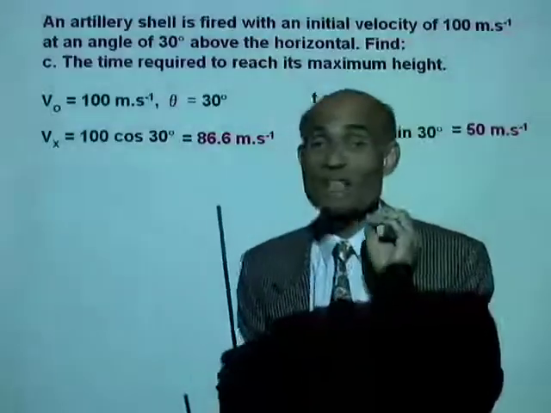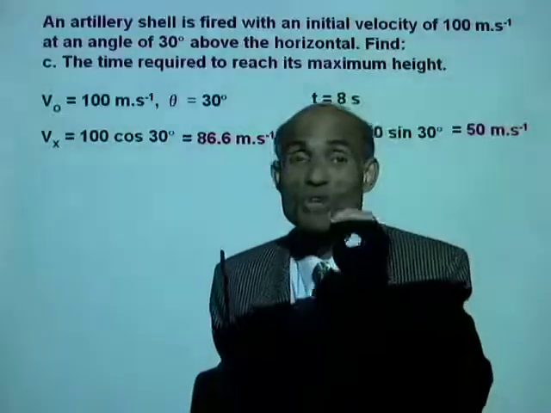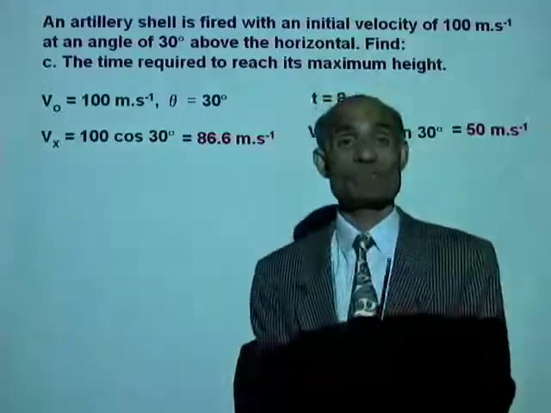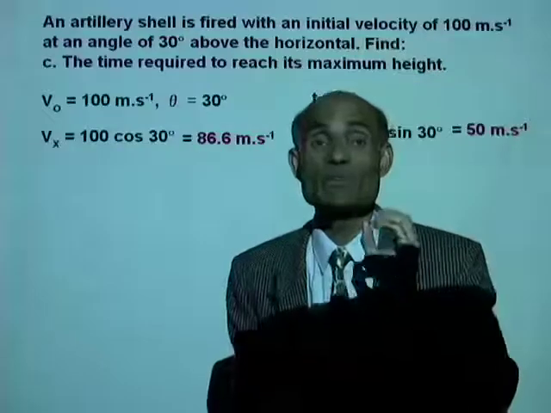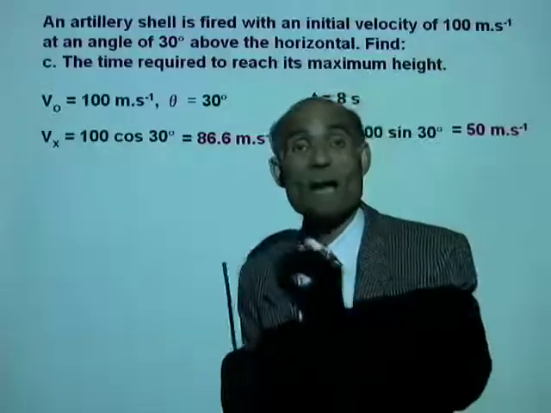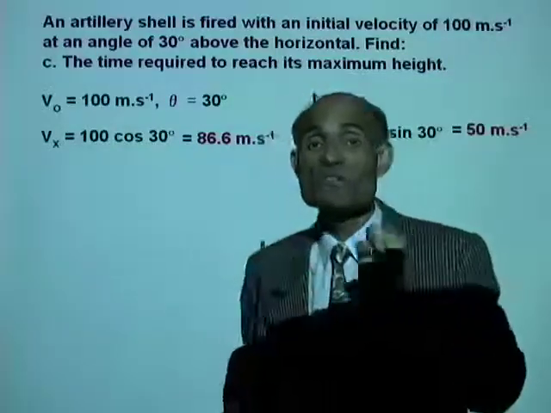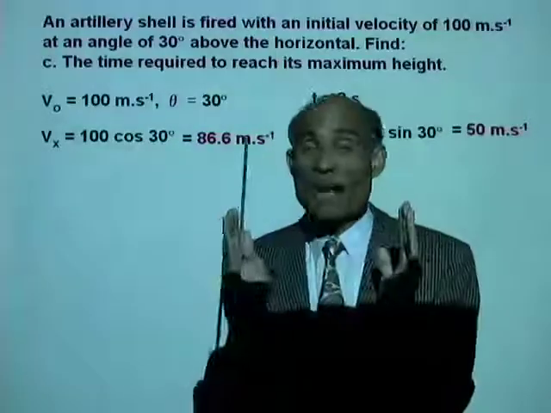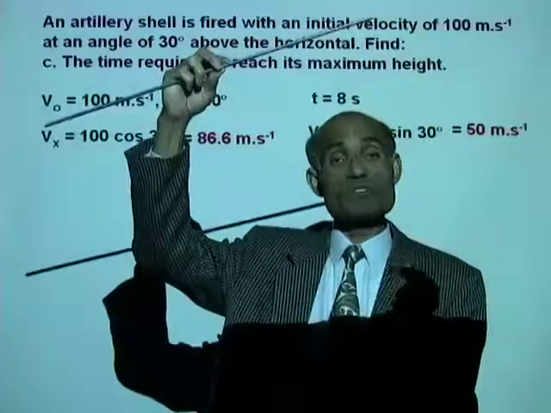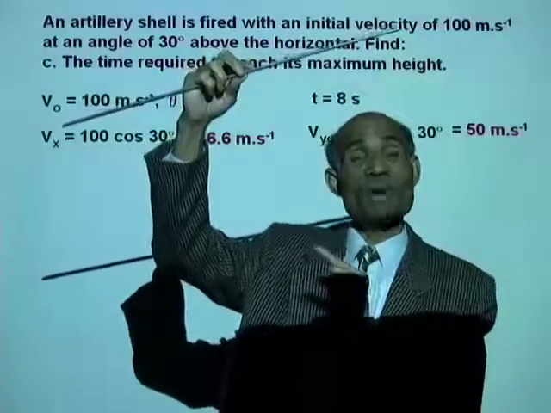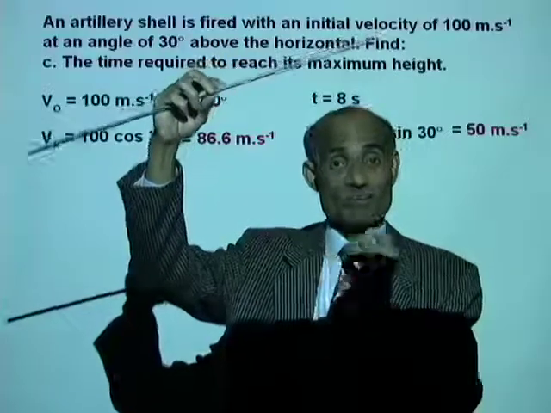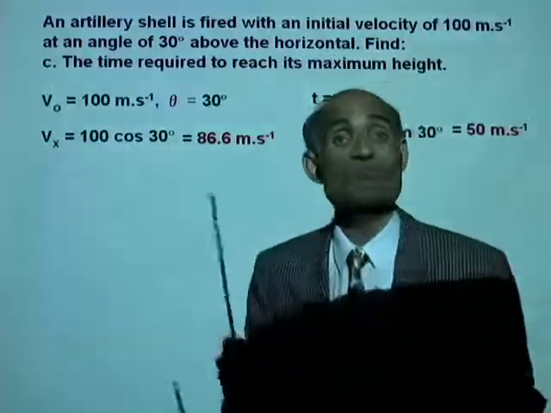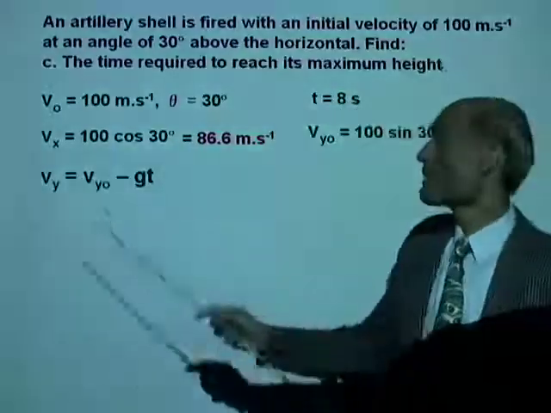And so, in order to find the time taken to reach the maximum height, all we need to do is write down the vertical velocity equation. What is the equation for the vertical velocity? Vy equal to Vy0 minus gt, which is v0 sine theta minus gt. And at the maximum height, what will be the value of that vertical velocity? It will be 0. So we set that equal to 0 and solve for t.